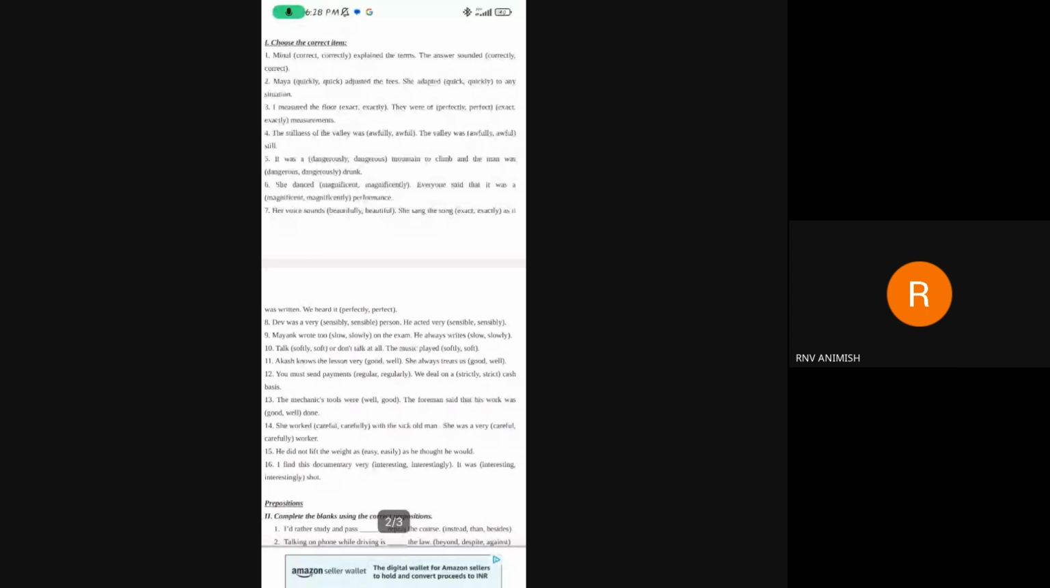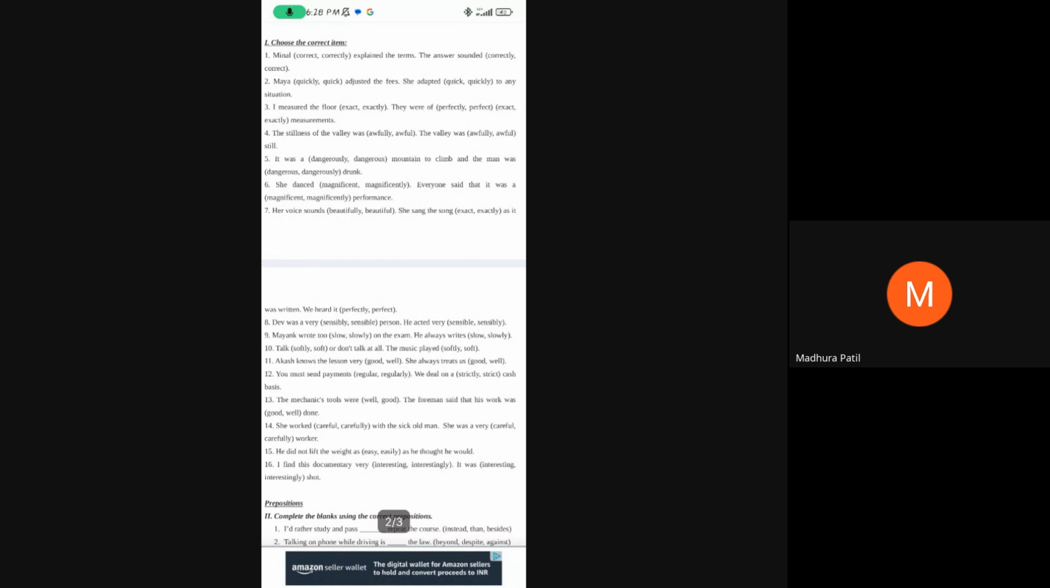So perfectly is what? It's an adverb. Exact is what? Exact is an adjective, because look at what it is qualifying: measurements. And what is measurements? Measurements is a noun. So that is being qualified by the adjective exact, which is in turn modified by the adverb perfectly. We discussed that an adverb can also qualify an adjective. So here the adverb perfectly is modifying the adjective exact, which is modifying the noun measurements. So, they were of perfectly exact measurements.